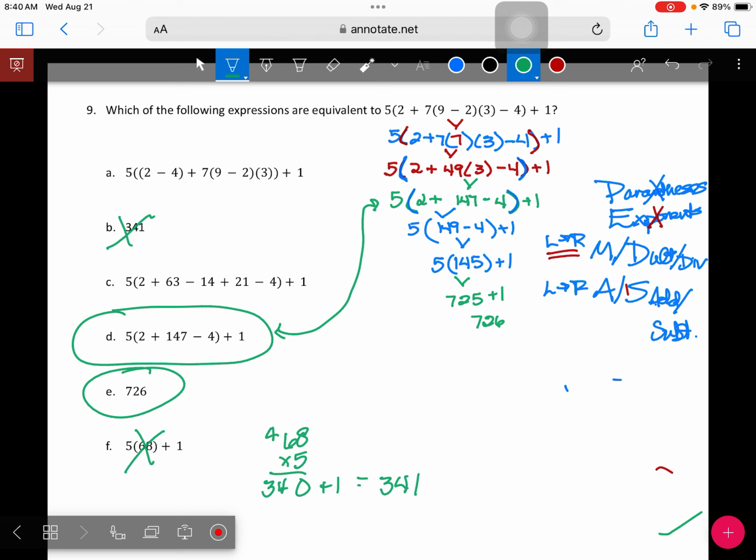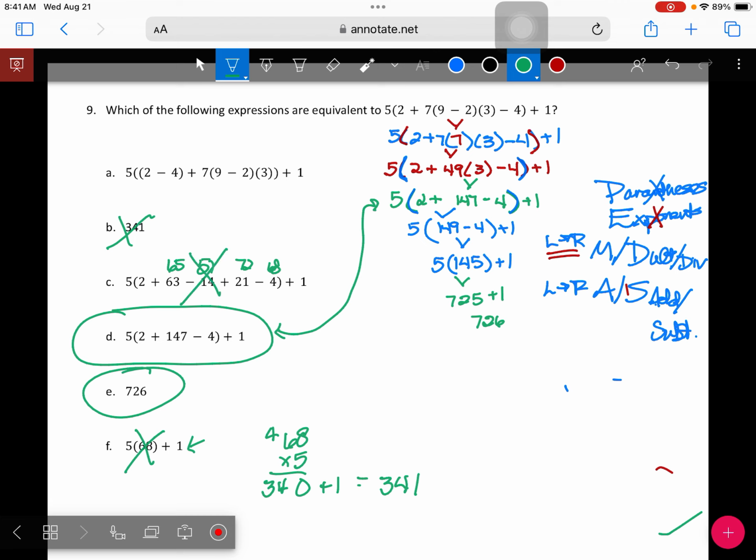What about C? Well, you're like, oh, 5 out front. Okay, 2. They got a 2. And then they got 63. Oh, geez, do I have to do this? 2 plus 63 gives you 65. 65 minus 14 gives you 51. 51 plus 21 is 72. Minus 4 is 68. So that is 5 times 68 plus 1. Wow, that's the same as this one. So that's a no.